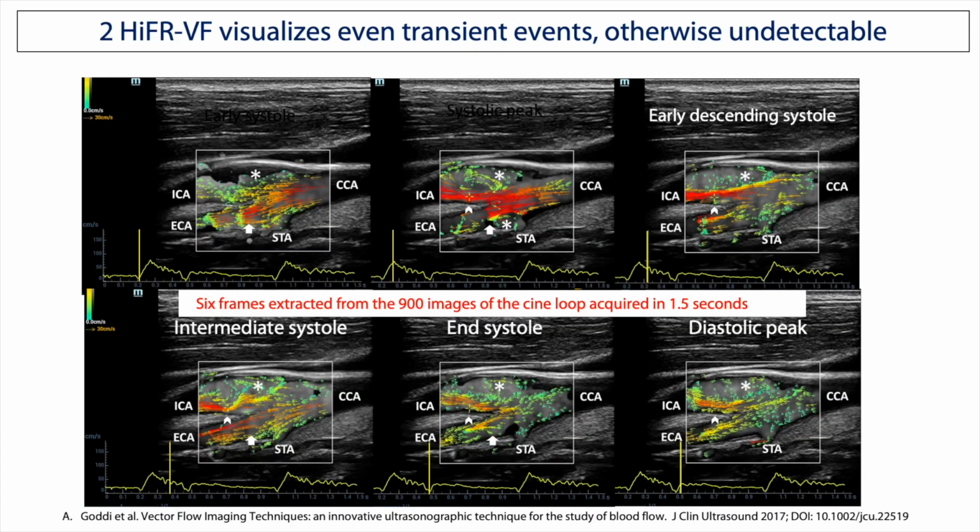The second one: VFlow visualizes even transient events. Thanks to VFlow's high frame rate, we can easily detect all the stages of the cardiac cycle, which we wouldn't be able to see as clearly with conventional color Doppler.